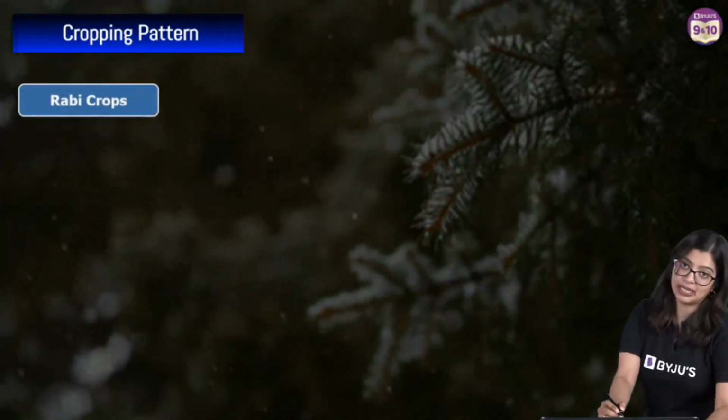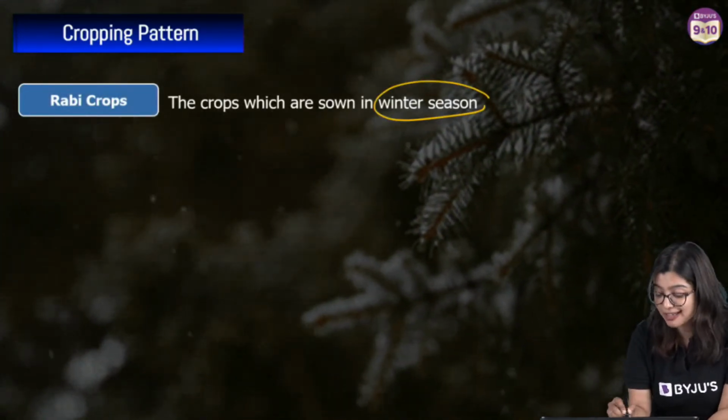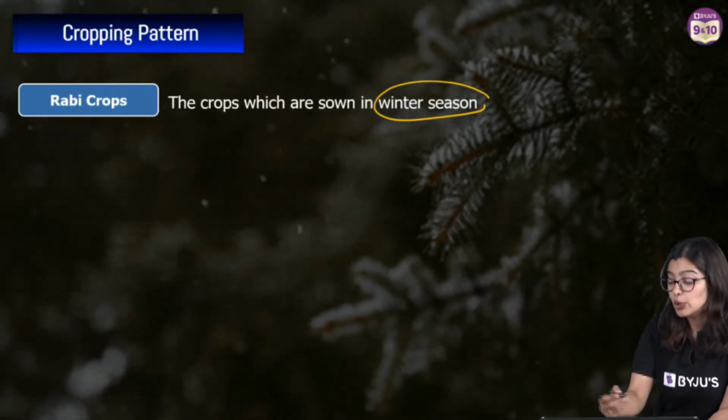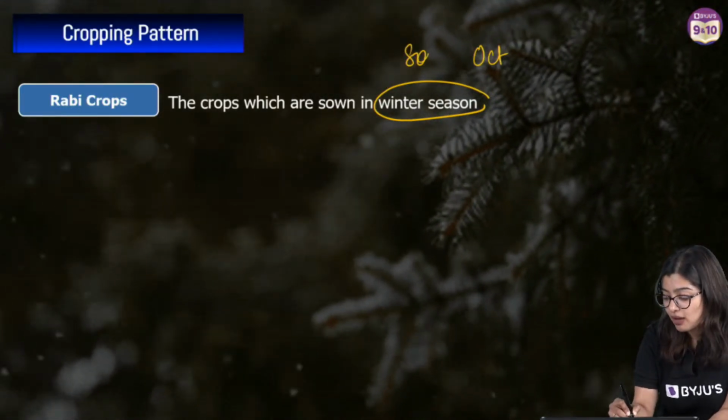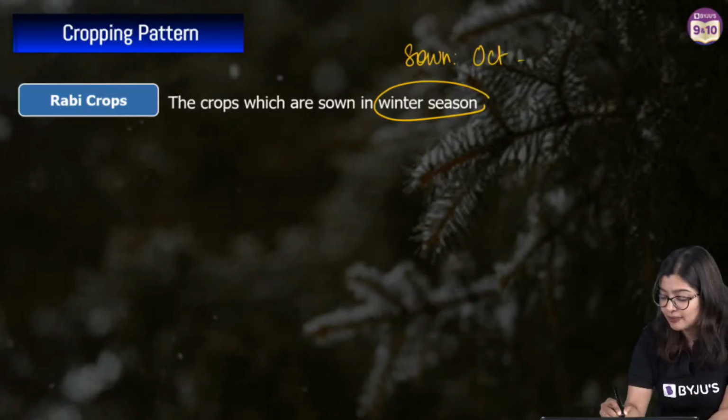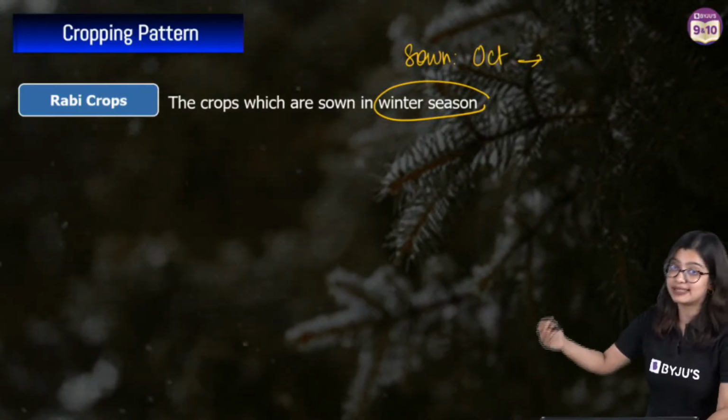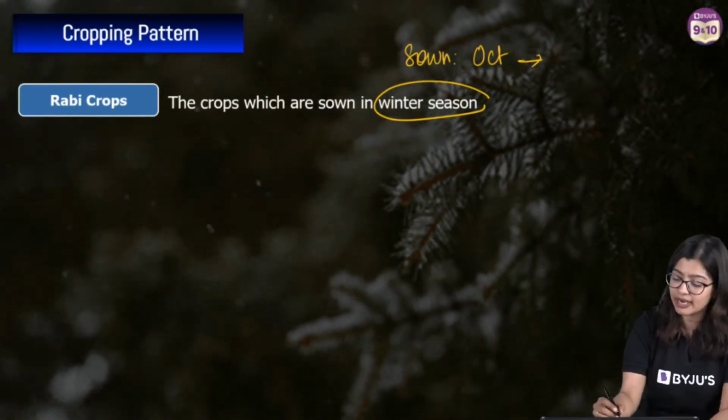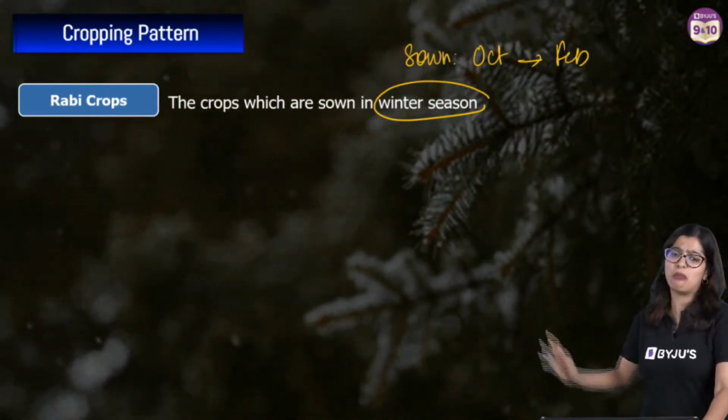Next up we have Rabi crops. Rabi crops are called winter crops, which means that they are sown around October, November time, and they are harvested, that means they are fully cultivated, around January, February, March time.